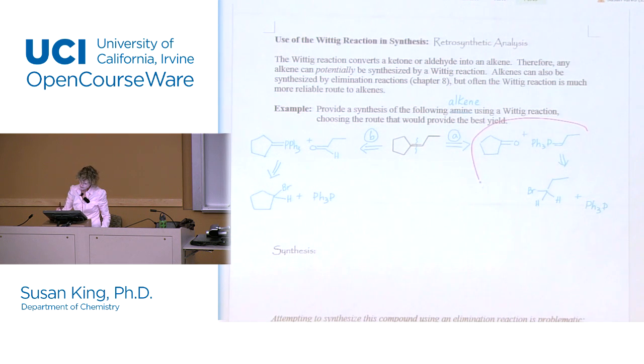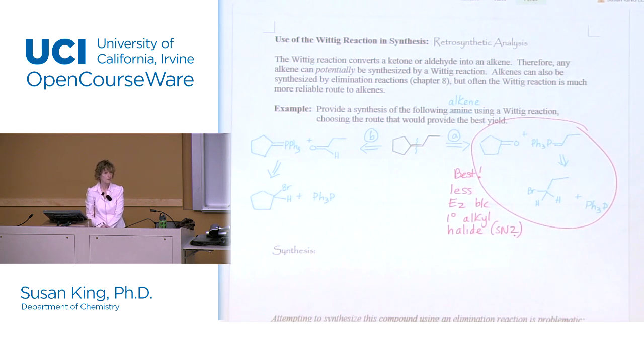Okay, so this one's the best. There's going to be less E2 because we have a primary alkyl halide. Remember, the first step in making the Wittig is an SN2 reaction. So a primary alkyl halide is going to give you a lot less elimination. That's going to be a better strategy.